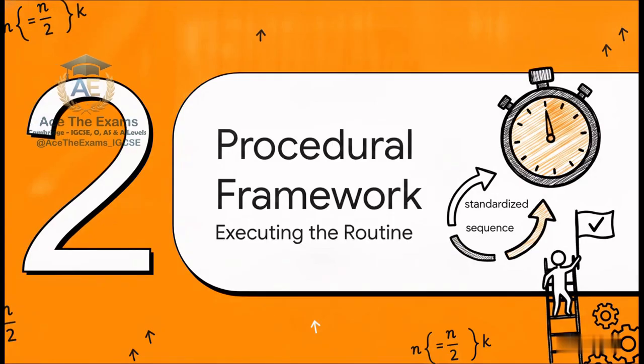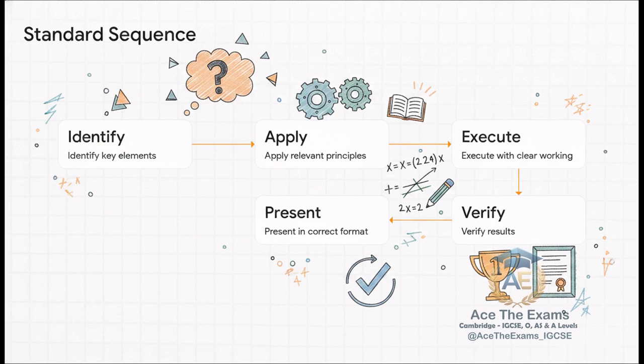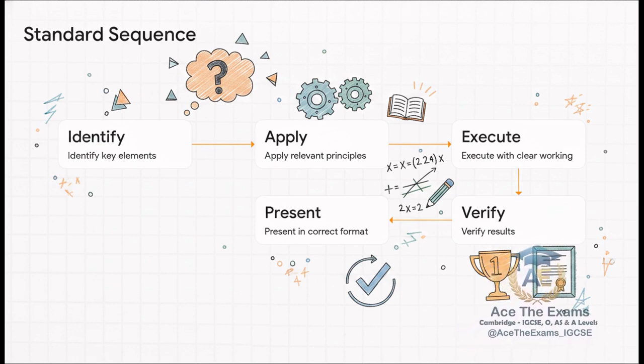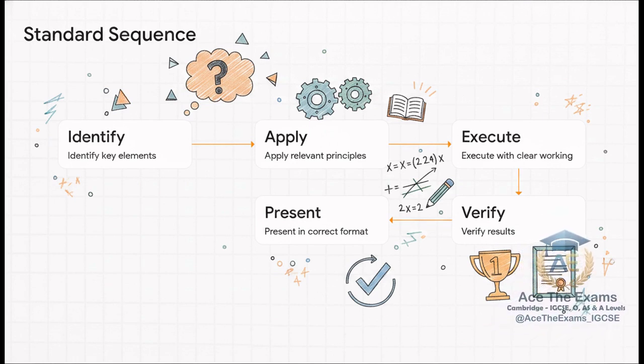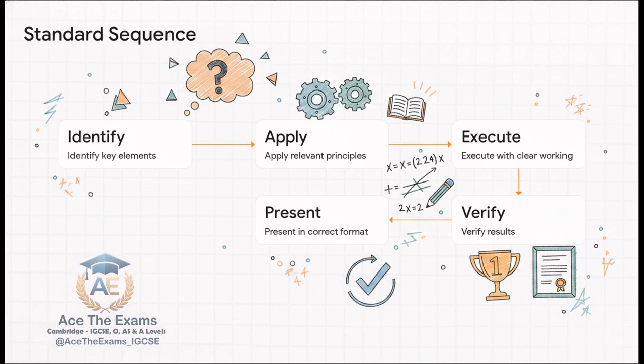Moving right along to Section 2, procedural framework, executing the routine. All right, this right here is the standardized sequence you need to flawlessly execute every single time. Step 1, identify the key elements. Ask yourself, what exactly is the question asking me to extract or expand? Step 2, apply the relevant principles, so choose the right analytical framework for the job. Step 3 is vital. Execute your analysis with completely clear notation and working. Step 4, verify those results with a quick sanity check. And finally, Step 5, present your answer in the appropriate format using the correct mathematical terminology.